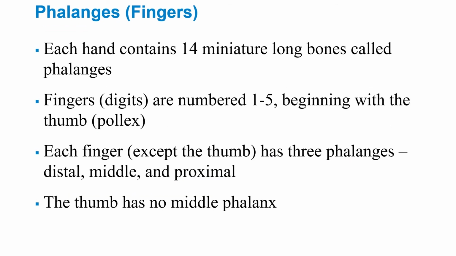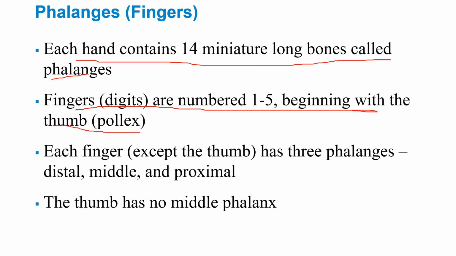And then the phalanges: each hand contains 14 miniature tiny bones called phalanges. The fingers or digits are numbered 1 through 5, beginning with the thumb, which is also called pollex, or number 1. Each finger except the thumb has 3 phalanges, a proximal, middle, and a distal phalanx. And the thumb has no middle phalanx, just a proximal and a distal.